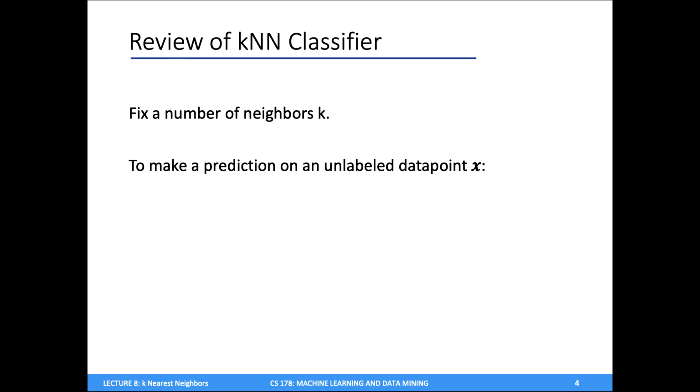For a quick review of how the kNN algorithm works, what we're going to do first is fix some number of neighbors, k. So k is some positive integer, 1, 2, and so forth. This is a hyperparameter of our model. Then to make a prediction for some unlabeled data point x, we're first going to find the labels of the k nearest neighbors of that unlabeled data point x in our training data.